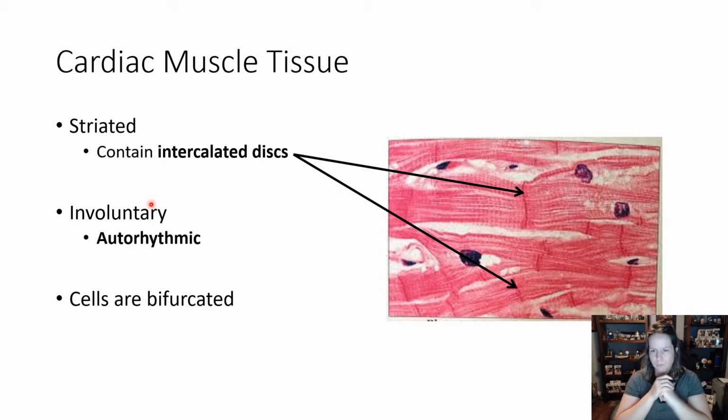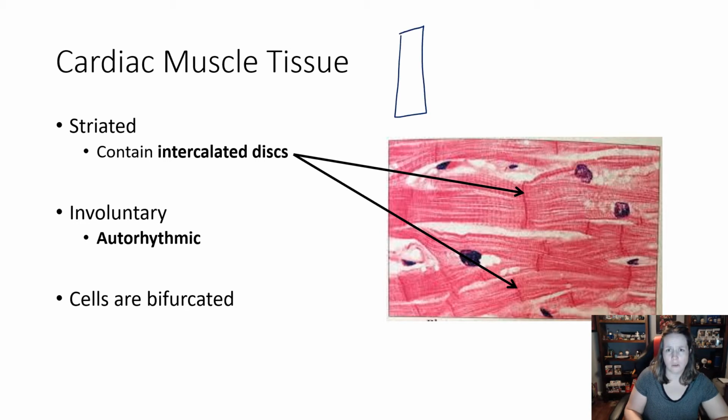Now, when we look at the structure of a cardiac muscle cell, remember it's a little bit different from skeletal in the fact that skeletal was cylindrical, so when we looked at it under the microscope, it looked like a rectangle. When we look at cardiac muscle, it is branched or bifurcated. So we see these branched cells. That's why you see a lot of this empty space here. It's filled with connective tissue. So we have these branched cardiac cells, and you'll also see we have these dark vertical bands.